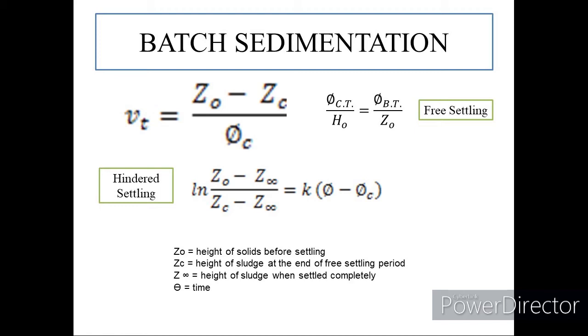This is for the free settling, and for the hindered settling, we will be using the ln of Z0 minus Z infinity, where Z infinity is the height of the sludge when it settled completely, divided by Zc, the height of the sludge at the end of the free settling period, minus the Z infinity, equivalent to K, the constant, times the quantity time minus the time in which it settled, or at certain time if merong given sa problem na hinihingi at during that time, that particular time.